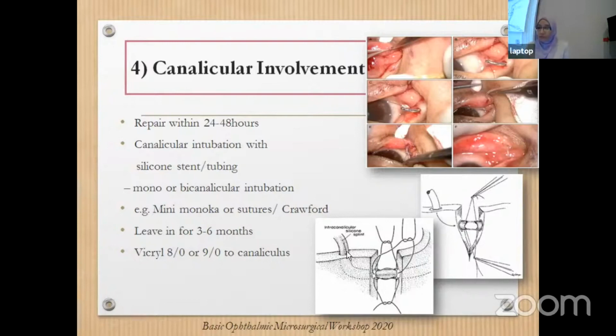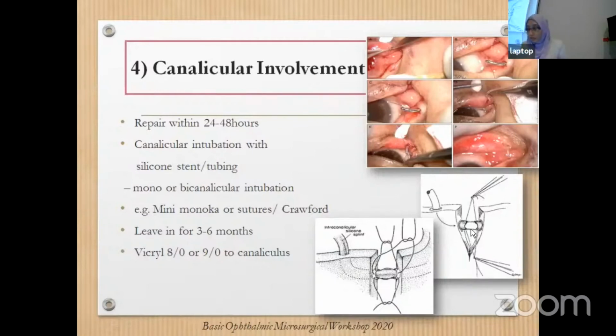This is how we anchor it. This is the mini Monoka. We need to anchor at the pericanalicular area. You can use Vicryl 6-0 or 5-0. This is the canalicular tissue, the pericanalicular. So you can suture here to here, and opposite, this is the stent, and then here to here, maybe 2 or 3 areas. Then we can close the deeper layer and then the skin.